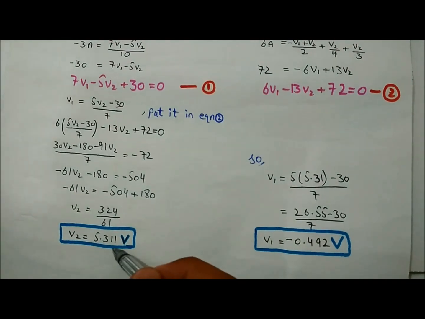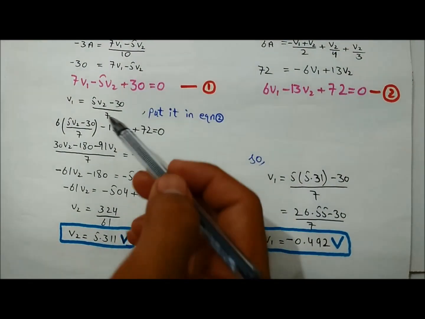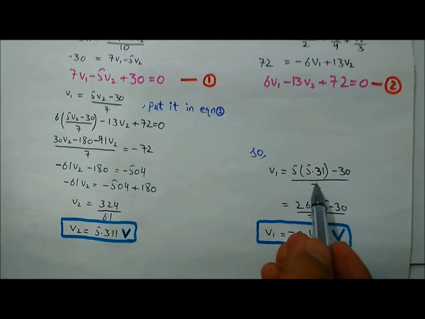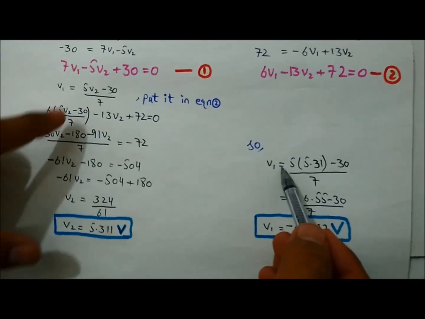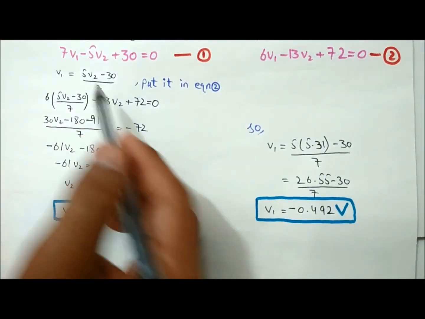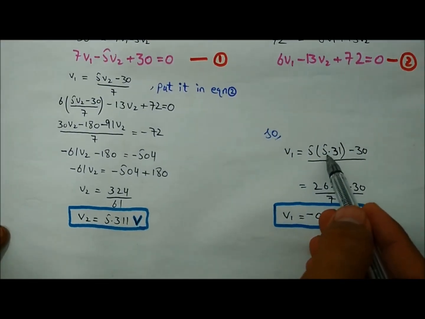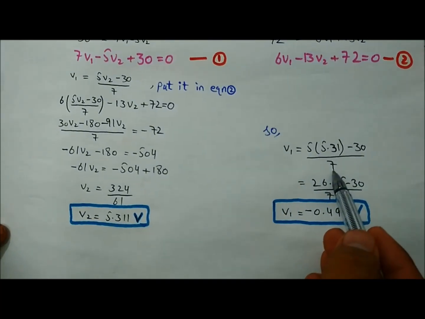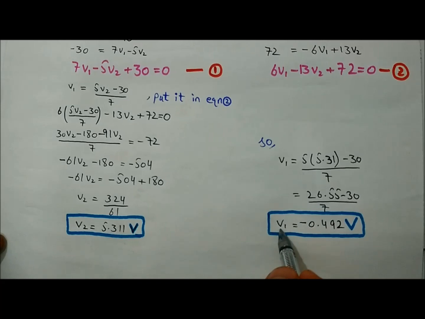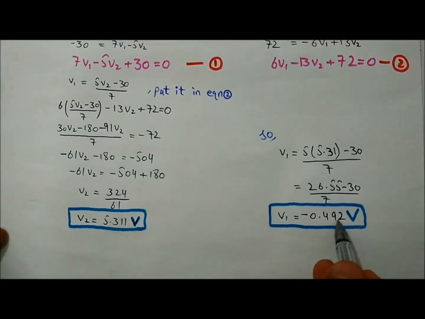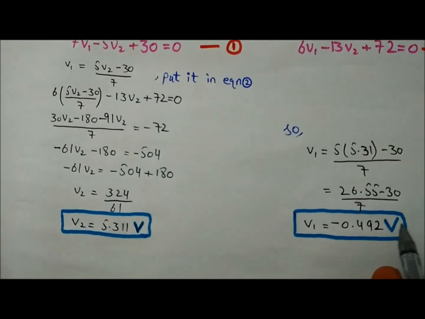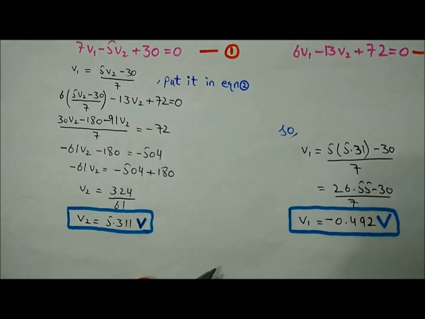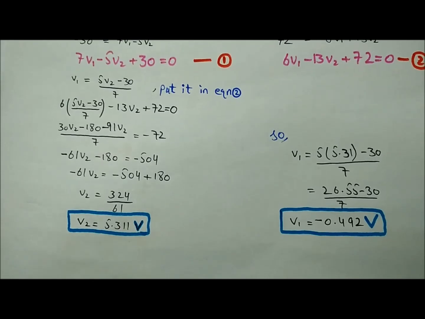Now by taking this value and putting it in this equation, we can extract the value of V1. V1 is equal to 5 times V2, the value of V2, minus 30, divided by 7. By simplifying, we got the value of V1 equal to minus 0.492 volts. That is the whole method. By doing these steps, you can solve or analyze any circuit very simply and easily.